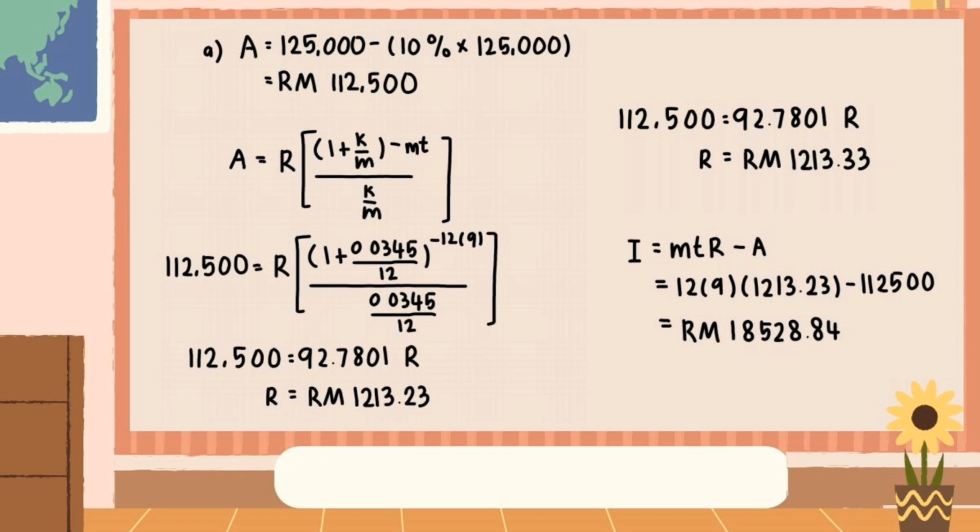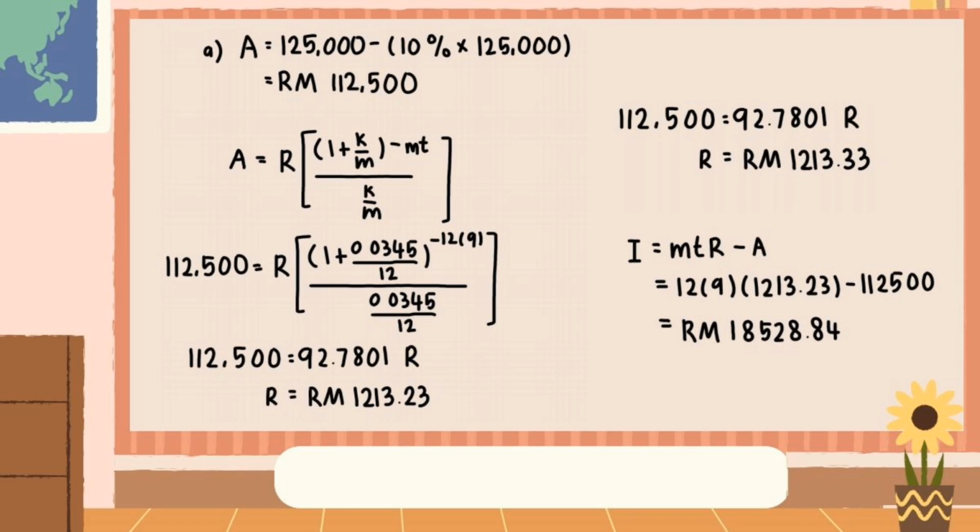Then fill in: [1 minus (1 plus 0.0345/12) to the power of negative 12 multiplied by 9, divided by 0.0345/12]. After filling in the formula, we calculate the bracket first and the answer is 97.7801 R, and we get R equals RM1,213.23.